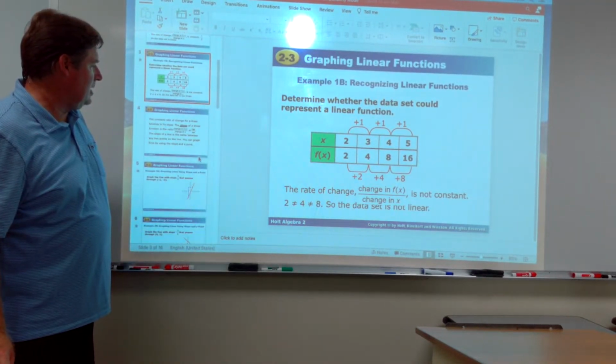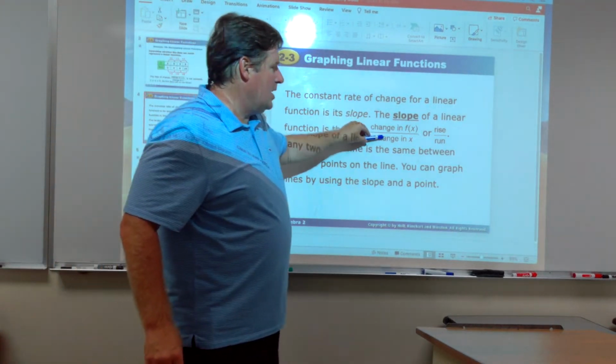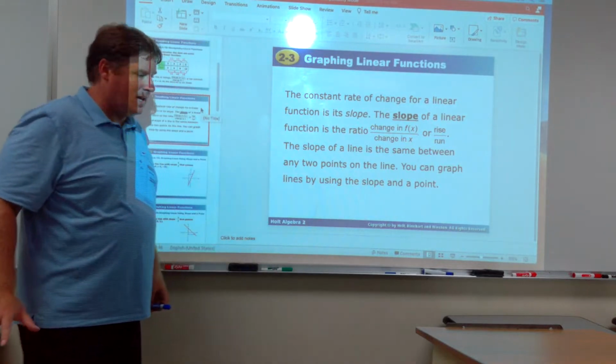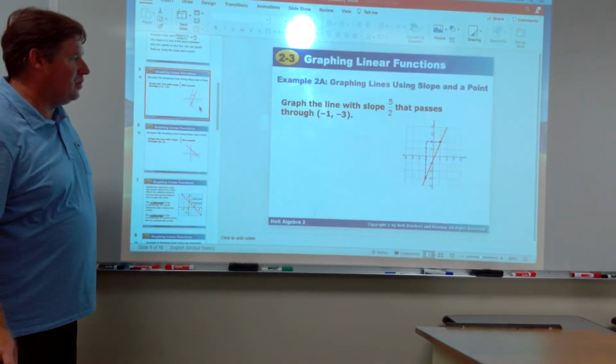And again, just kind of keeping some things in mind. Slope, remember, it's the change in y over the change in x. It's the rise over the run. We can always think of it as that, as slope. Okay. So graphing, let's look at a variety of ways of graphing.